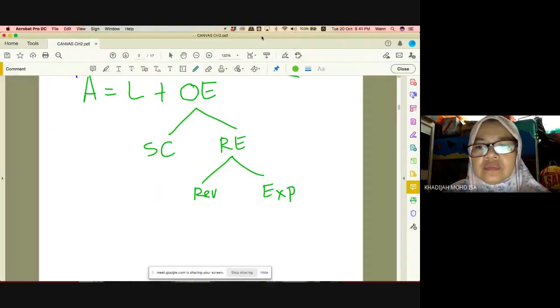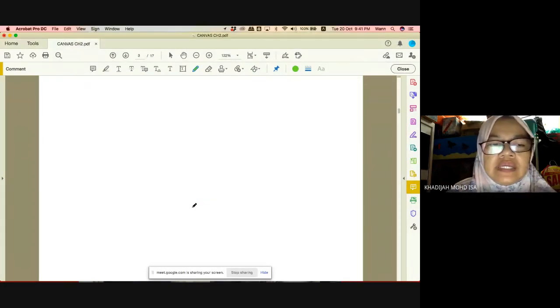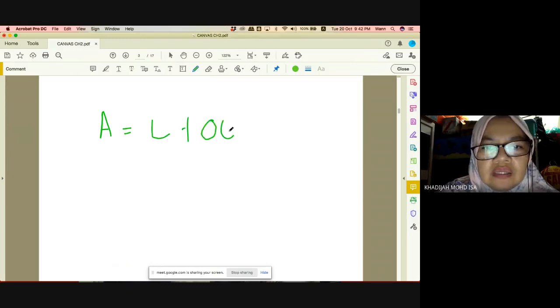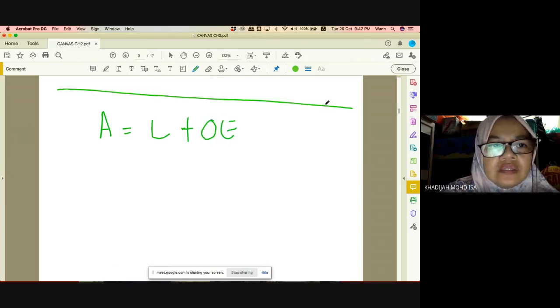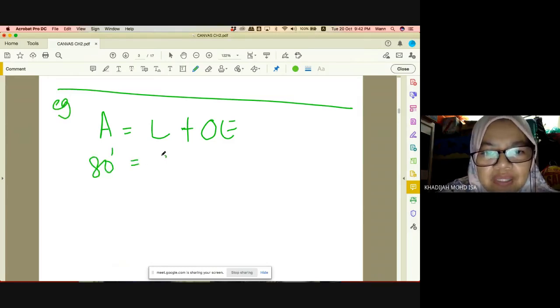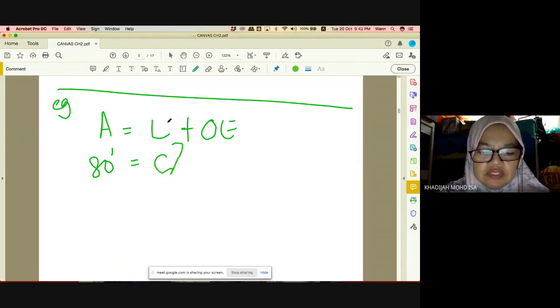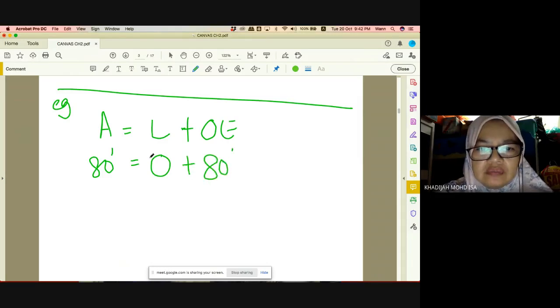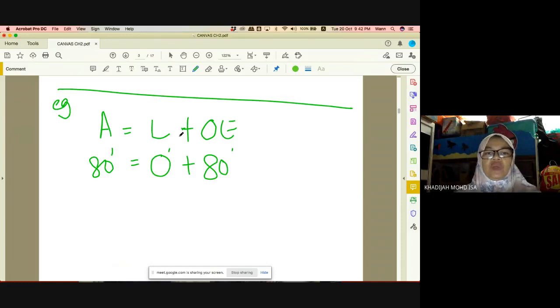In this case, if you were to write A equals L plus OE, in that example, you have 80,000 cash, which is an asset. Do you have any liability? No. Zero liability. But how much is your OE? 80,000. So is your asset equal to liability plus OE? Yes. You have 80 equals 80. So the accounting equation is there.